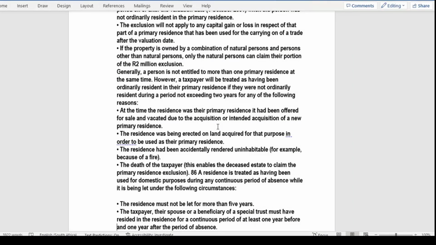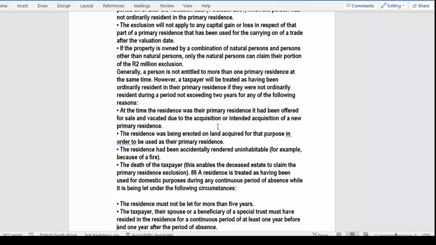The primary residence was being erected on land acquired for the purpose of being used as the primary residence. Further, the primary residence had been accidentally rendered uninhabitable, for example, because of a fire. So that's actually a natural cause.